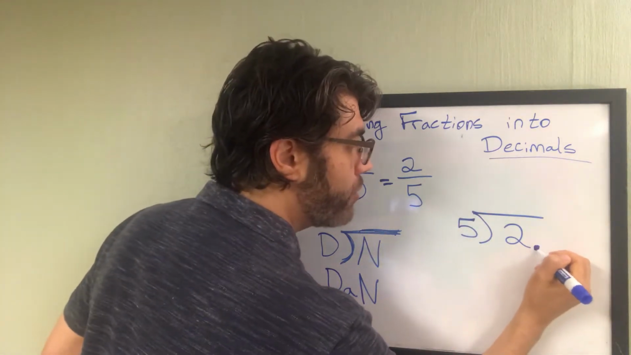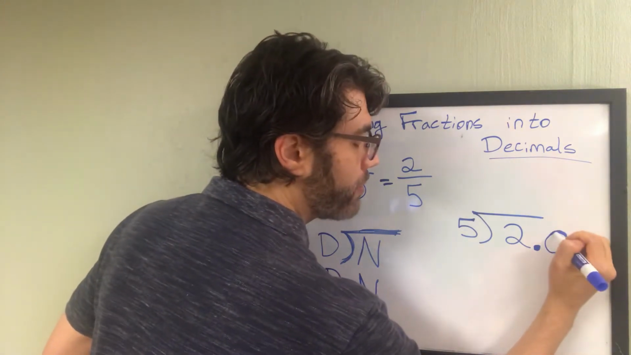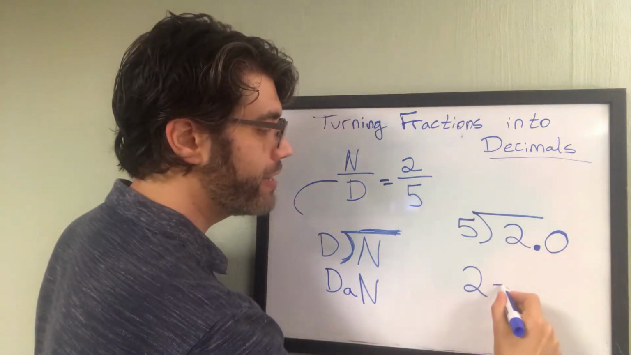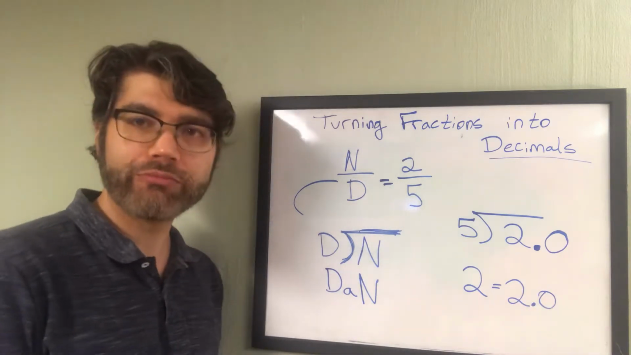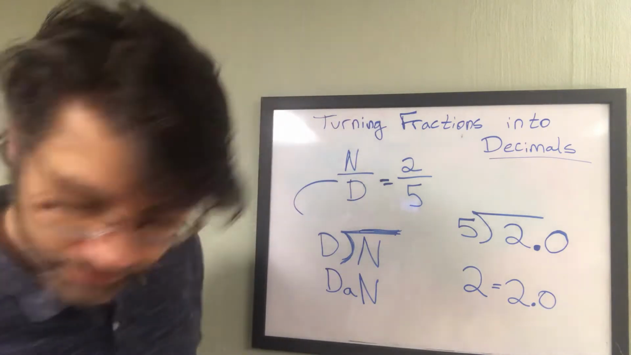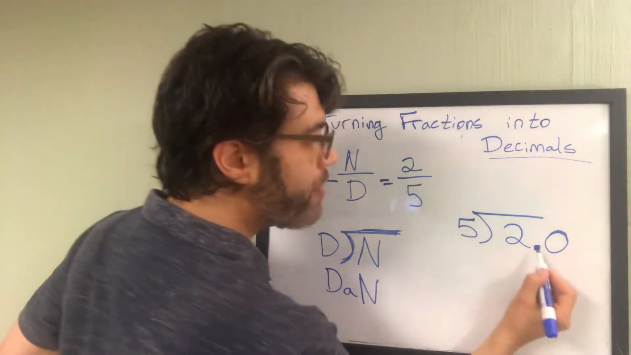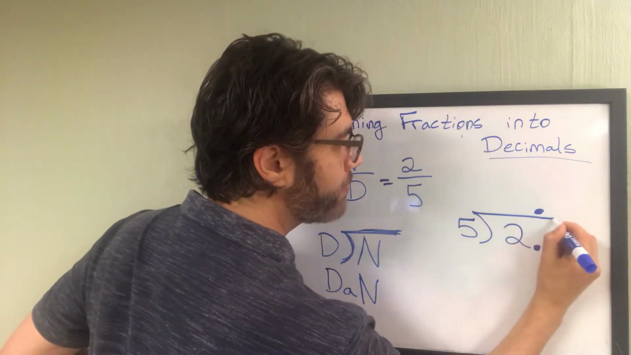Put a decimal point right here to the right of the 2, and then put a 0. So this is an important point. 2 is the same thing as 2.0. So we haven't changed the value at all, okay? Now, once you have the decimal point right here, put a decimal point right above it, okay?